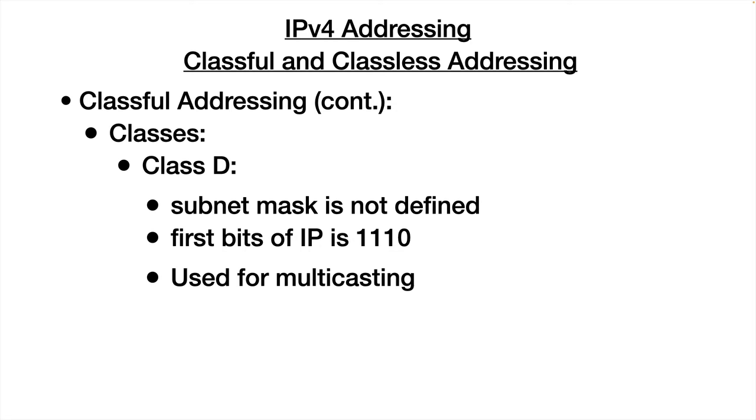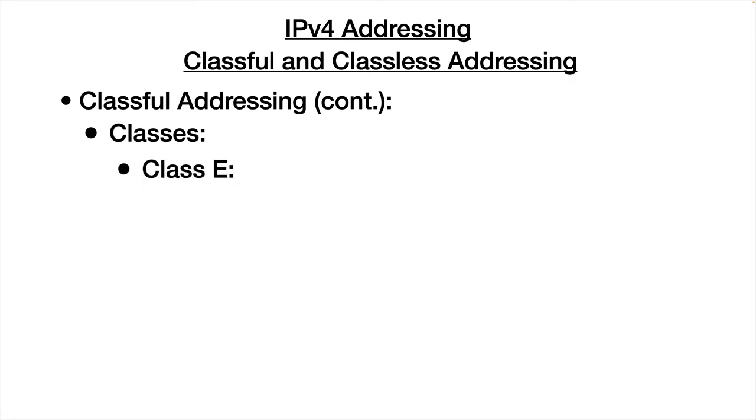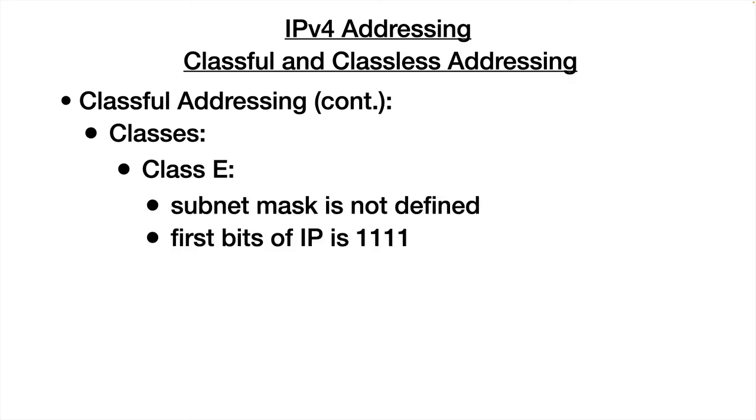You'll be in a lab of 34 machines. The teacher station will broadcast out an image, and all 34 machines simultaneously will see the same packets. So that's kind of what multicasting is, or an example. And then finally, I already told you there was class E, subnet mask not defined. The first bits of the IP are 1111. This is a reserved class of machines for testing and research. So normally you would not be using this.